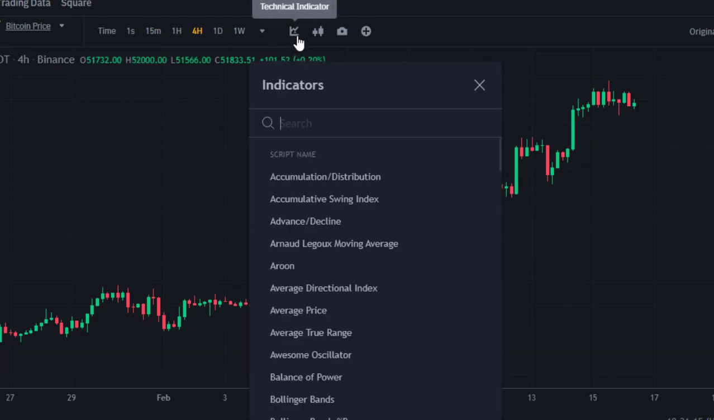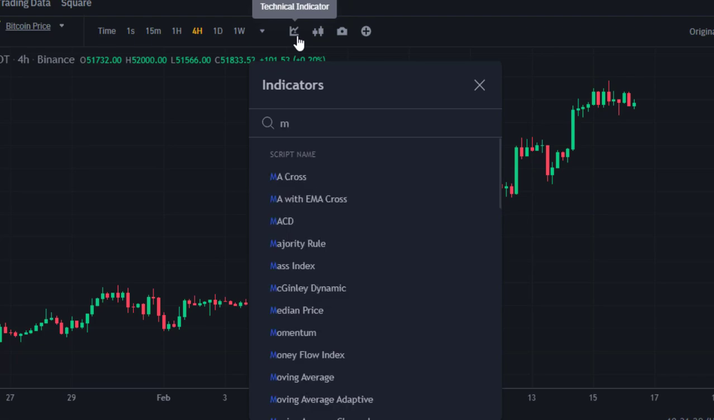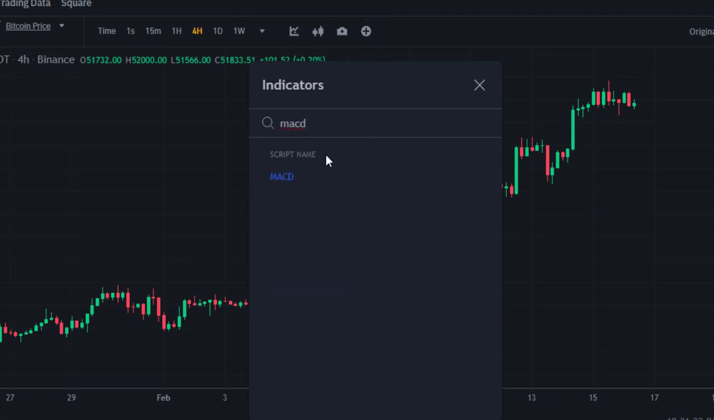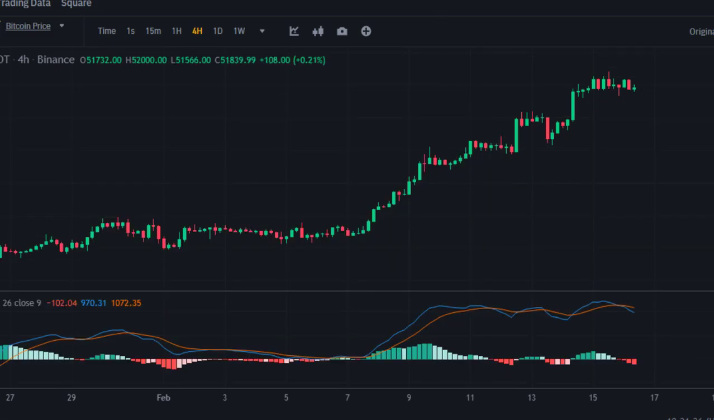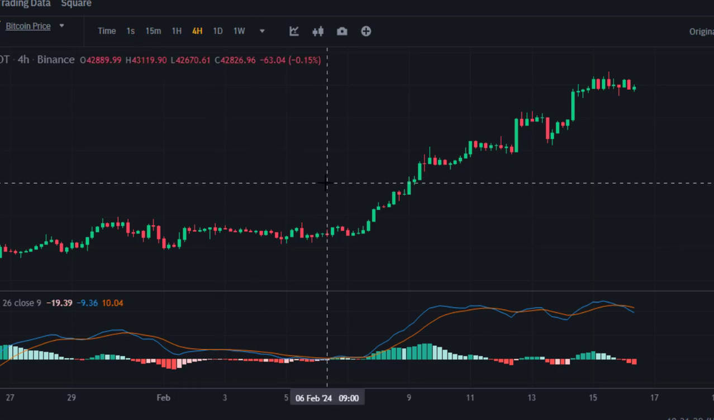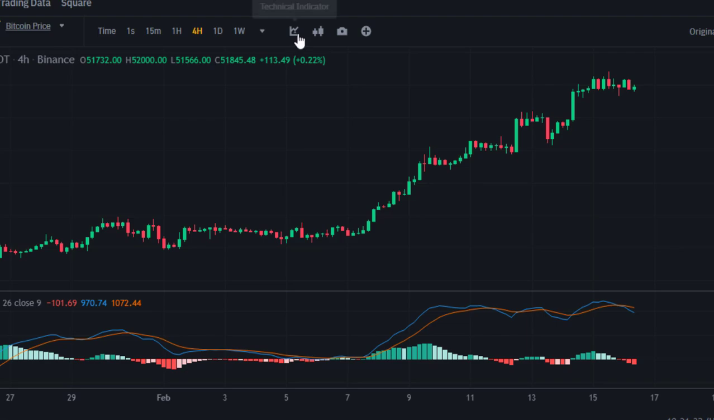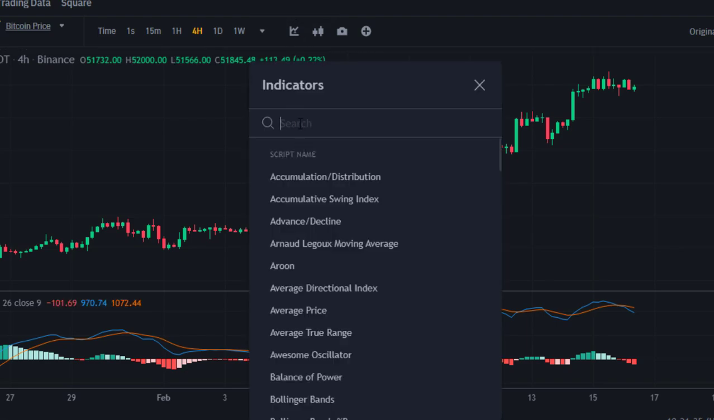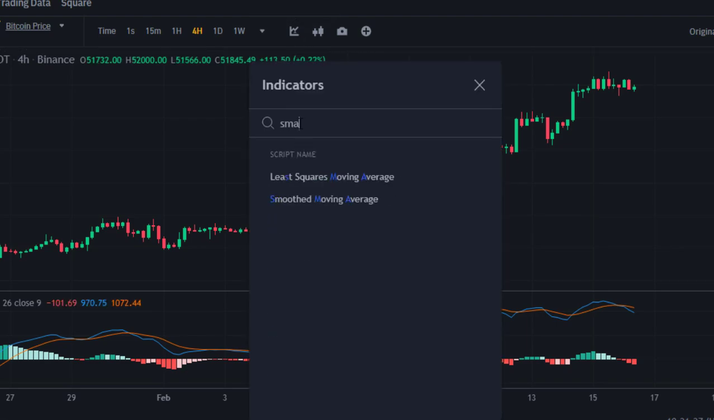The first indicator that we need right here for this strategy is the MACD. So we have the MACD indicator. MACD means moving average convergence and divergence. The next indicator that we need for this strategy is the smoothed moving average, SMA. So we have the smoothed moving average here.